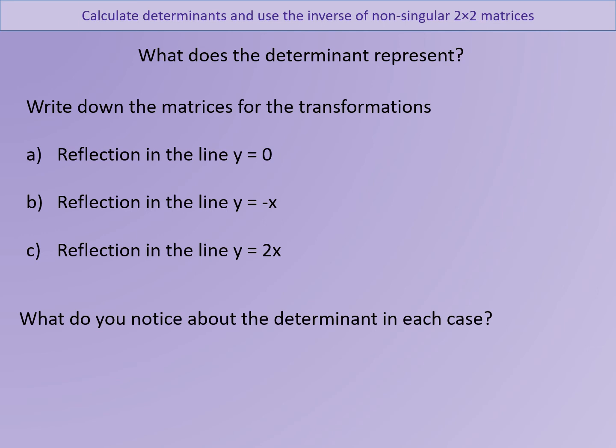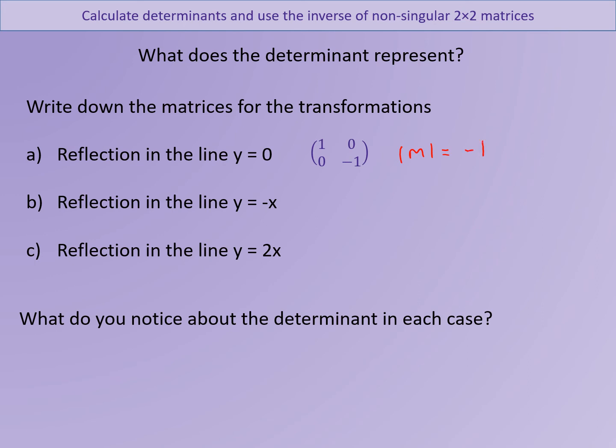So the first transformation, reflection in the line y equals 0, is given by the matrix 1, 0, 0, minus 1. If we calculate the determinant of that matrix, we get 1 times minus 1 minus 0 times 0, which is just negative 1.